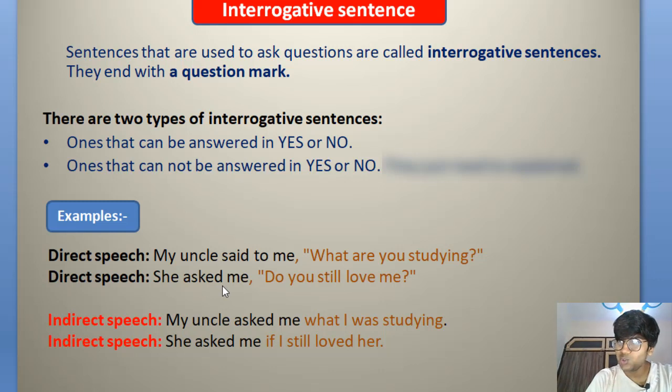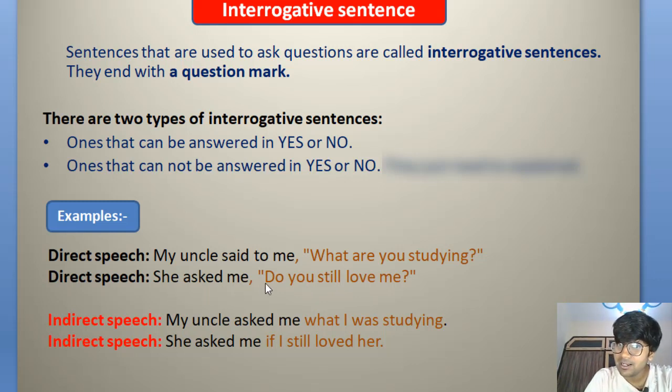She asked me, "Do you still love me?" This is the reporting speech: the reporting subject, the reporting verb, object, right? This is the reported speech. This part is coming from the original speaker. That's not what I am saying.